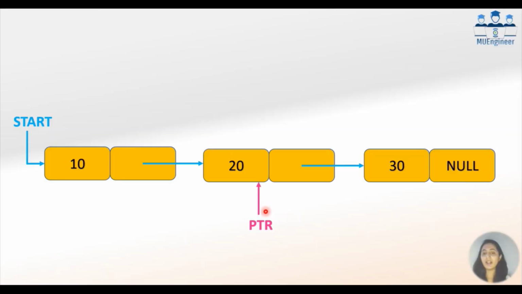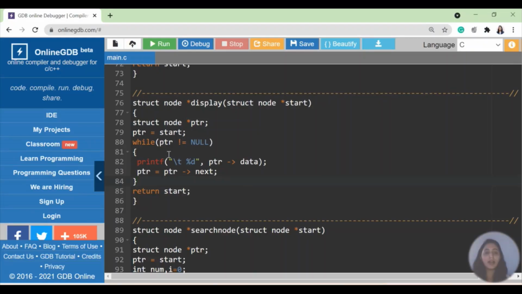Here you can say the PTR is holding the address of 20. That means, say for example, the address of 20 currently is at location 2050. This node is at location 2050. That means PTR is holding value 2050, which is nothing but PTR is pointing to node 2050. So when I say PTR is pointing here, that means it is holding the value of the address of this node. So right now, what is my PTR? Is it null? No, it is some address. So here I'm checking in this while loop whether PTR is equal to null.